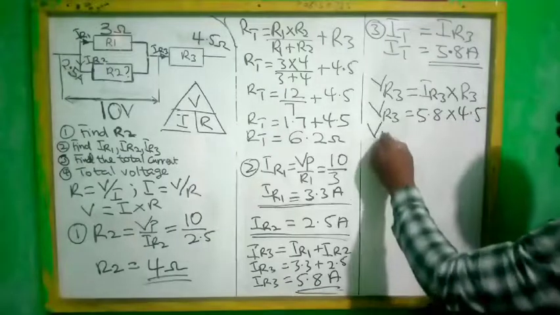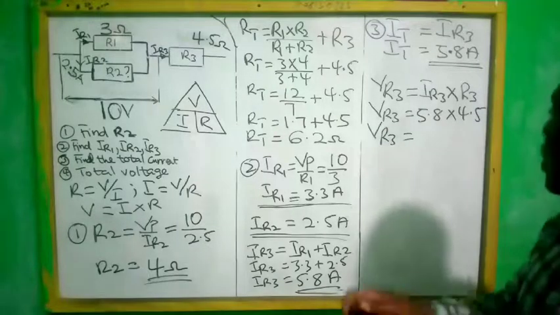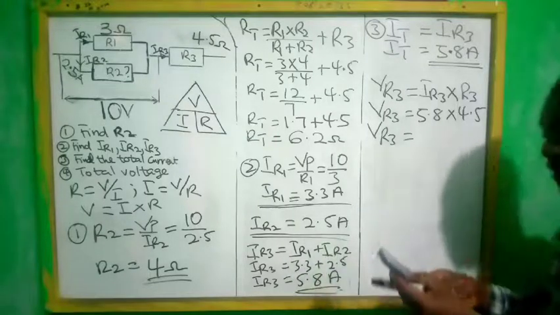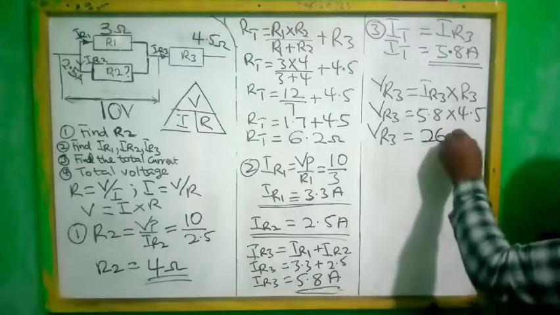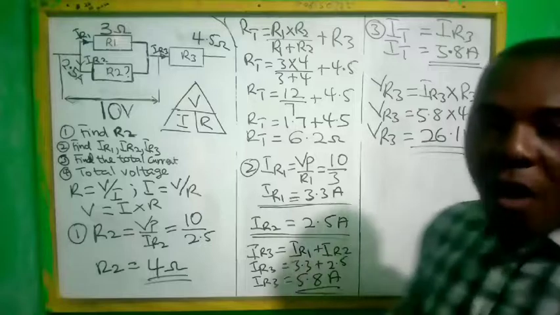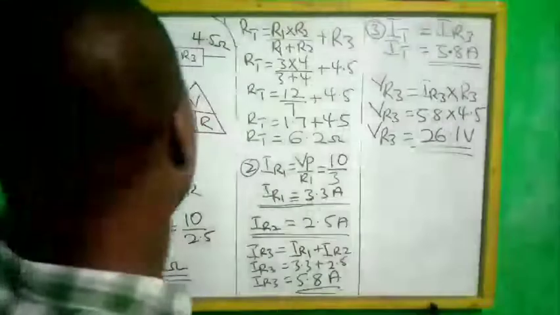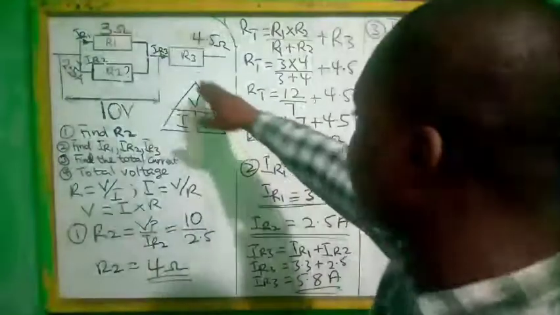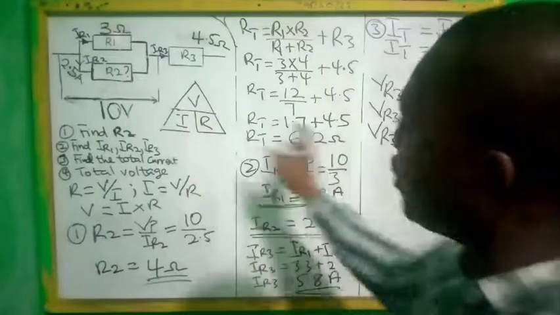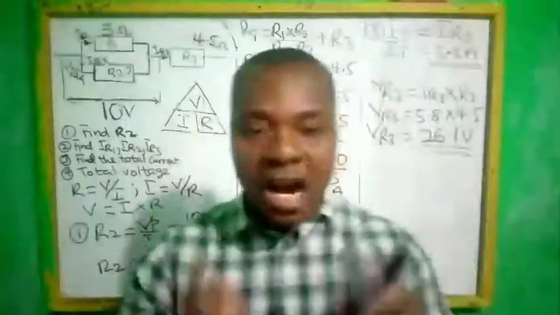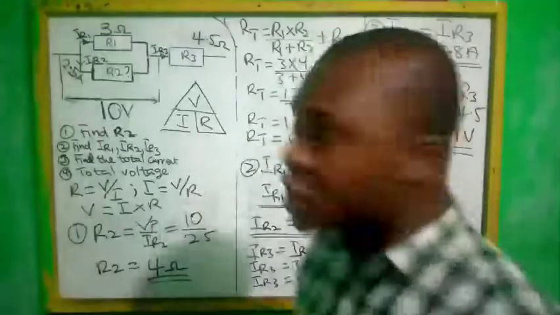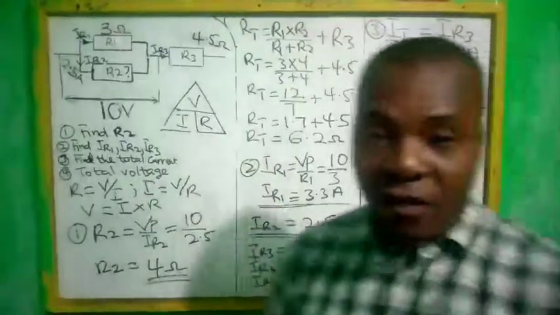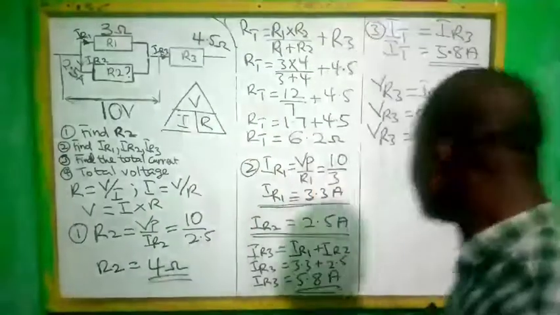So here we have voltage in R3, so let's do it together. Use your calculator: 5.8 multiplied by 4.5. We have our answer as 26.1 volts. So this becomes the voltage across resistor 3. As we have the voltage across resistor 3, this voltage, when you add it to this, becomes the total voltage. Then we use the total voltage divided by the total resistance, and we'll see that we have the total current. Let's do it and see whether our answer is correct.